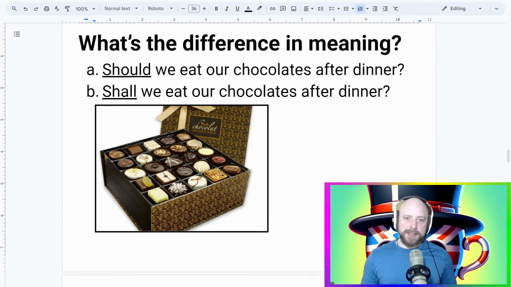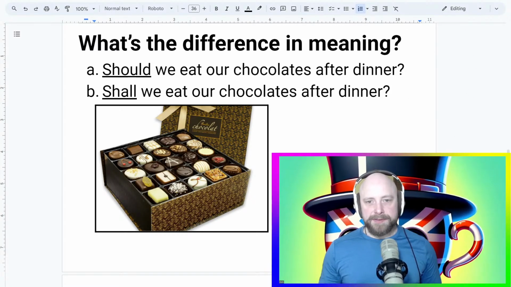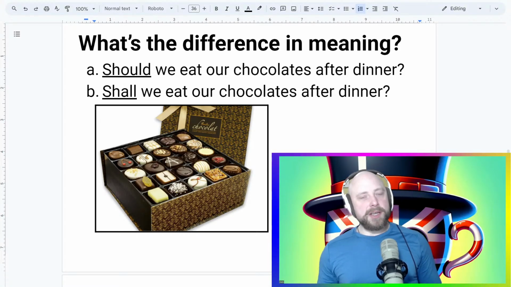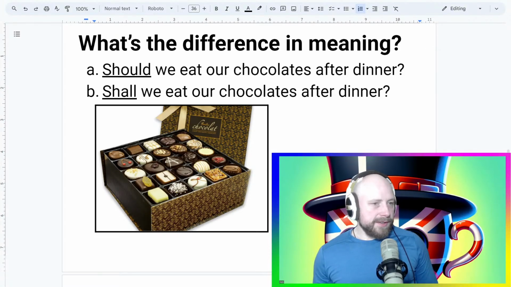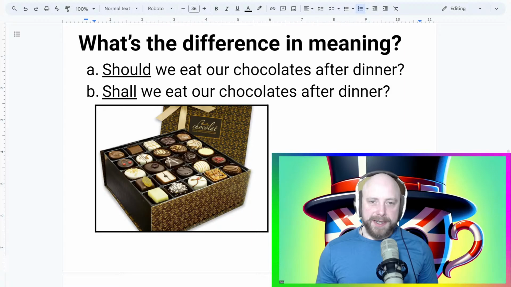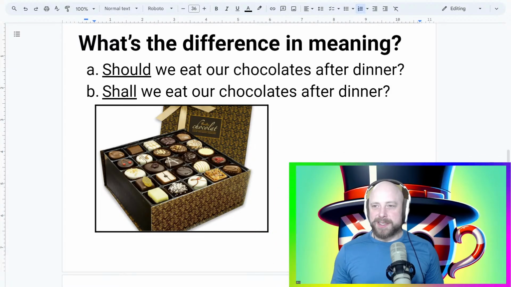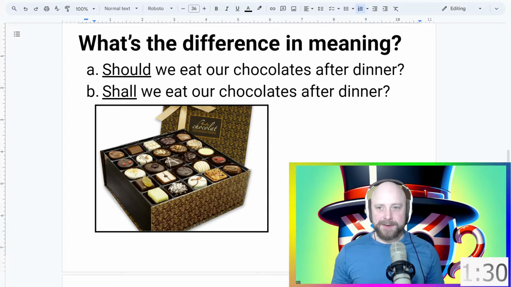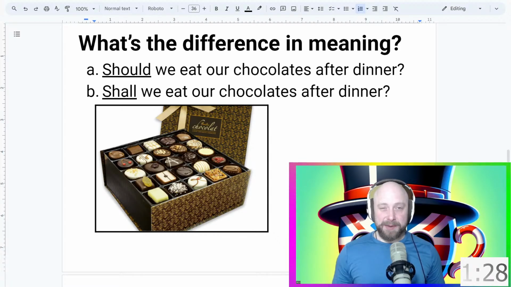Should we eat our chocolates after dinner? Shall we eat our chocolates after dinner? Difference in meaning, folks. What do you think? I'll give you 1 minute 30 to think about your answers and type those answers in the chat.